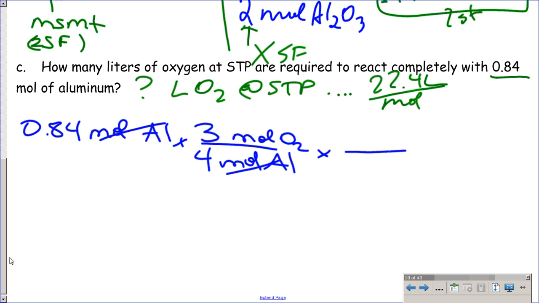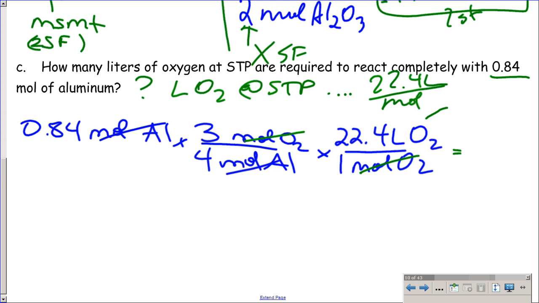Great. Now I've got to get from moles of oxygen to liters of oxygen. What comes to mind? Right. 22.4 liters of oxygen, which is just the gas at hand, is equal to 1 mole of oxygen. So then the moles of oxygen cancel, leaving you with liters of oxygen. Yay, that's what you wanted anyway. So then in your calculator, you do 0.84 times 3 times 22.4 equals, divided by whatever 4 times 1 is, 4. Okay.